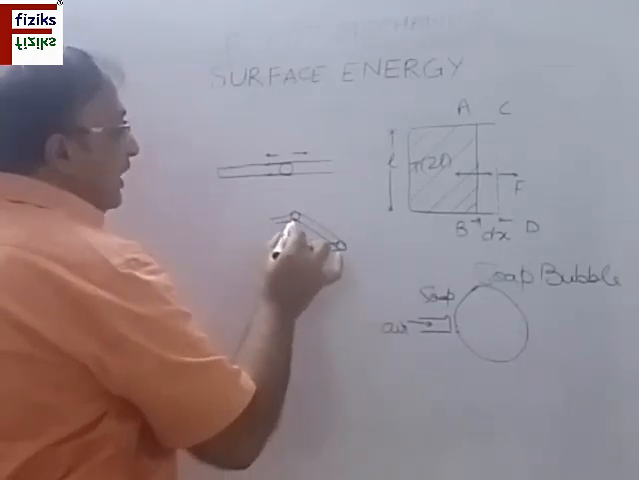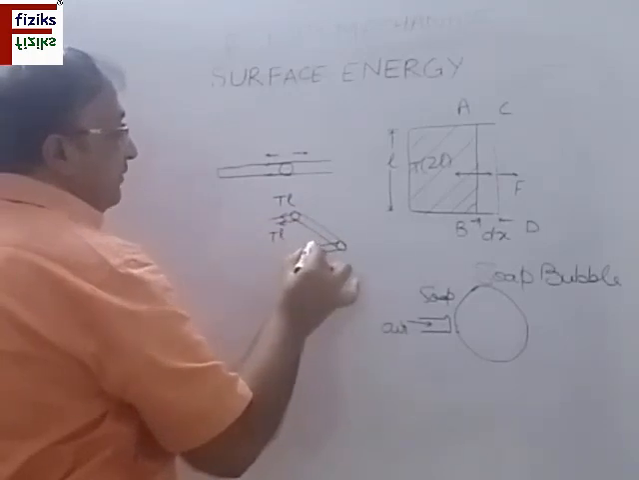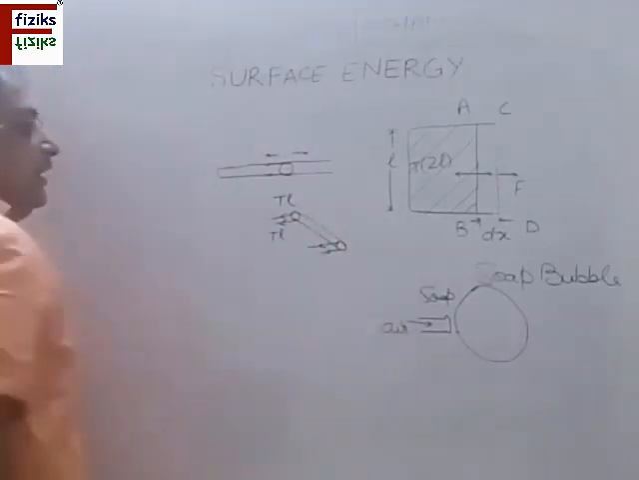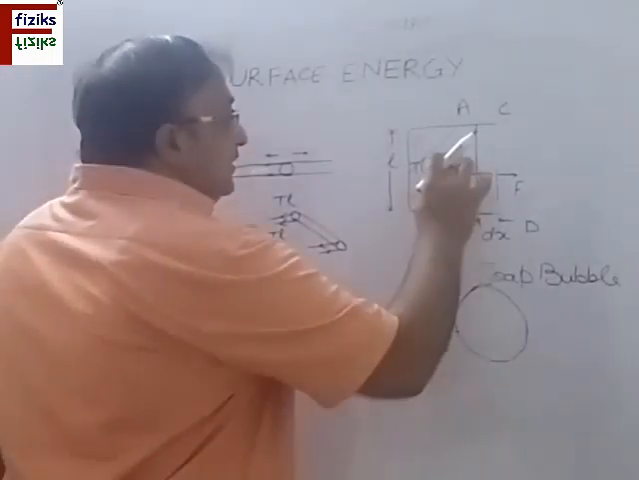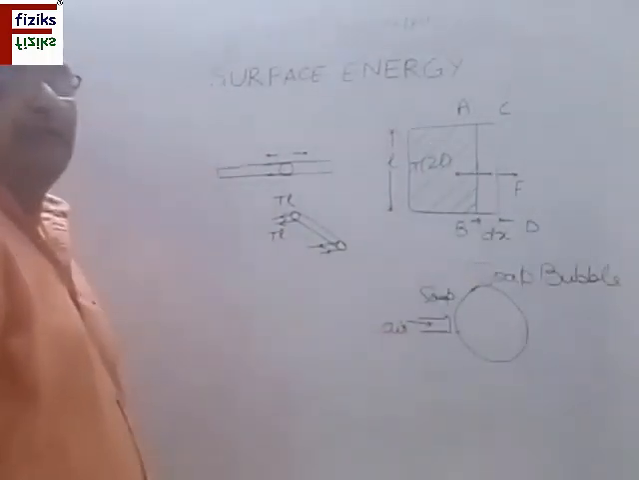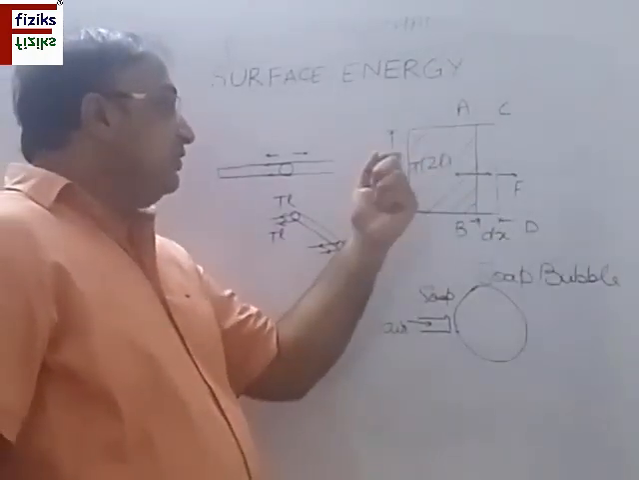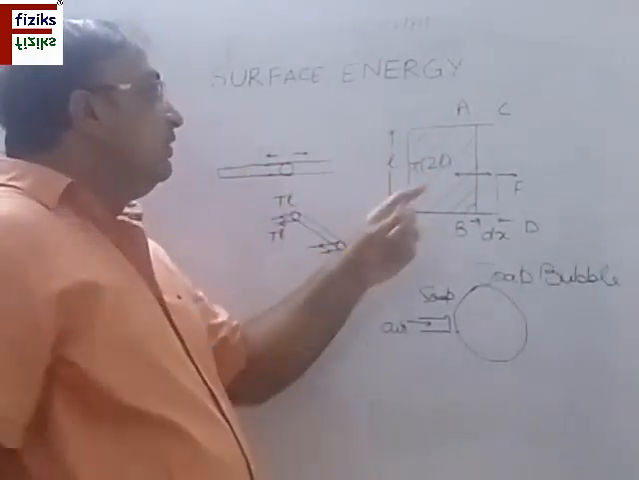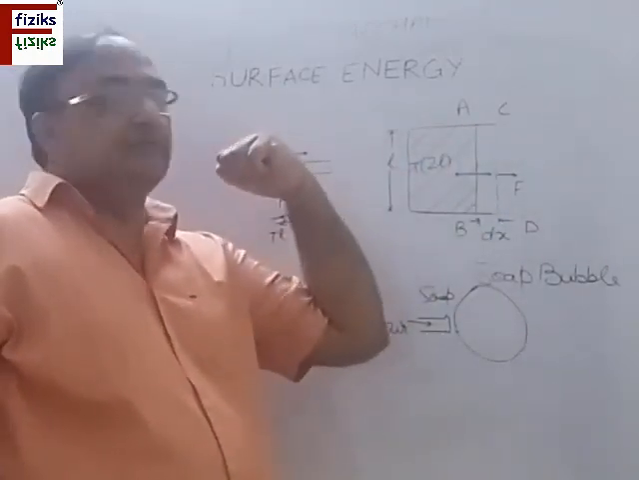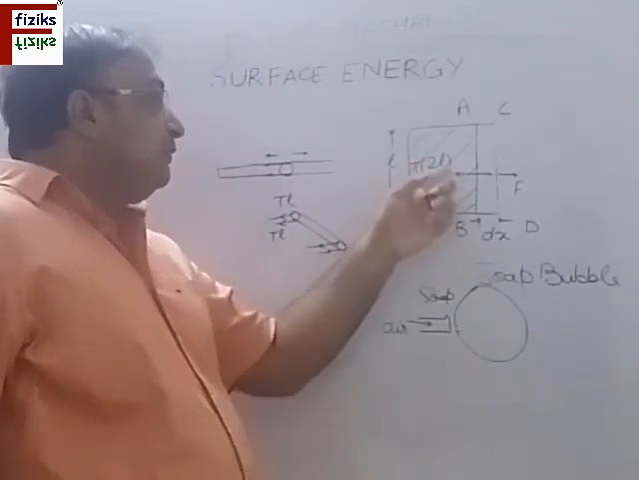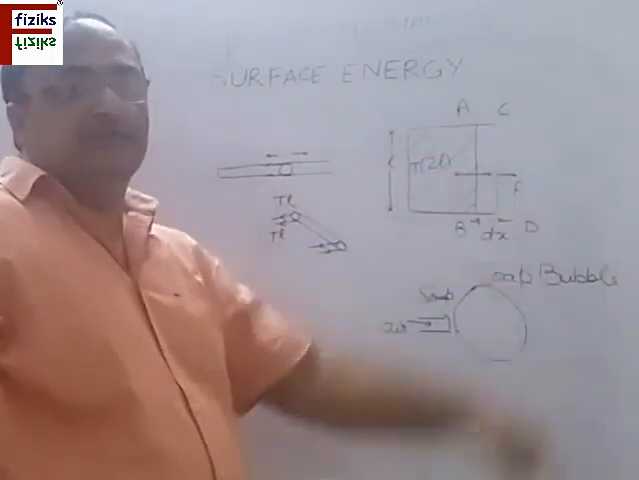On the lower side as well as on the upper side, TL, TL. Similarly on this side. So 2TL is the force that is acting here. Now this film is trying to have a minimum area, as I mentioned. So it will try to stretch in the inward direction and the wire will be pulled inside this. So to keep the wire in equilibrium, we will have to apply a force F in the opposite direction.